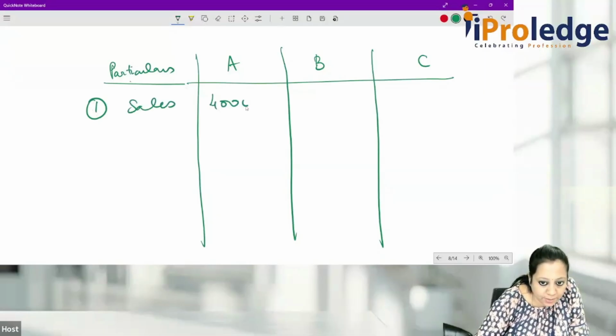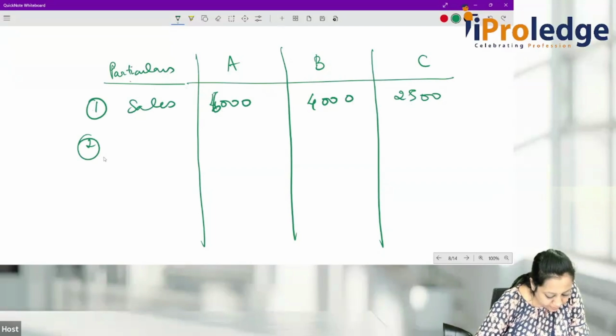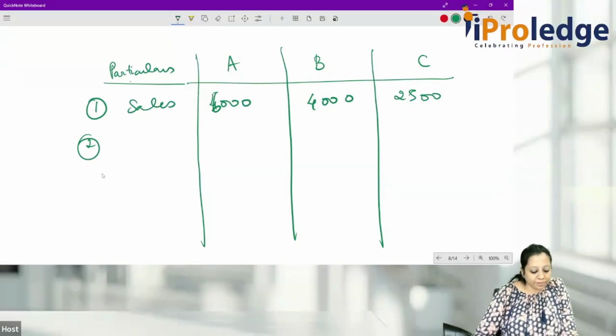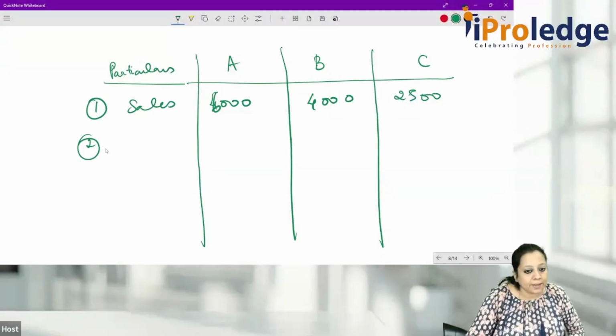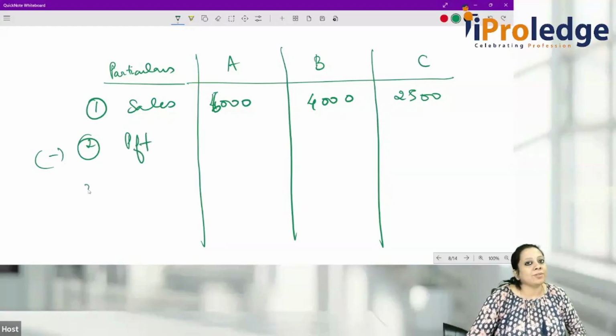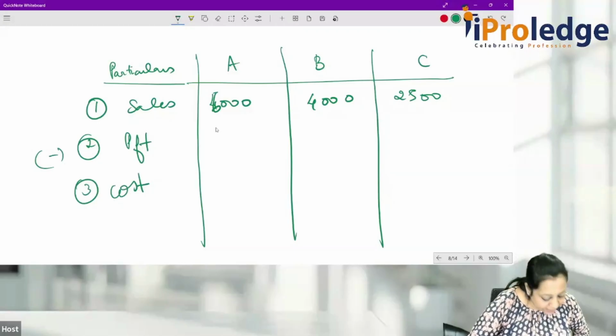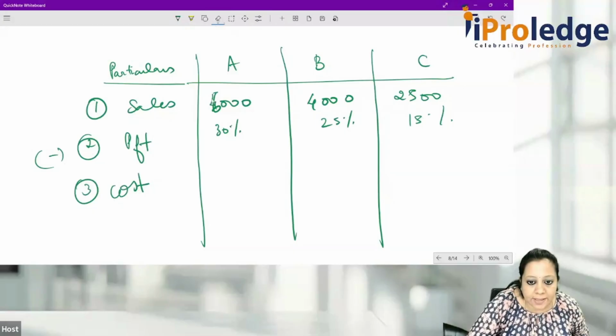Sales: 4,000, 6,000, 4,000, and 2,500, given. And you can see that profit is estimated as a percentage of 30, 25, and 15 respectively. So if I subtract profit, will I get my cost? Yes, ma'am. So profit is going to be at the rate of 30%, 25%, and 15%. Let us find out 6,000 into 30 percentage.